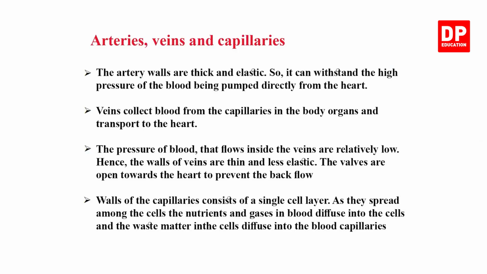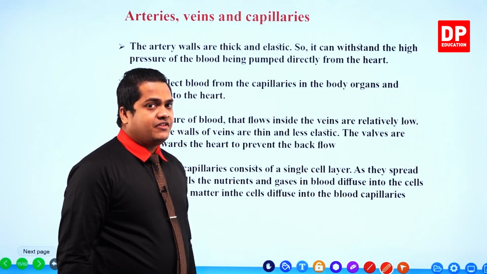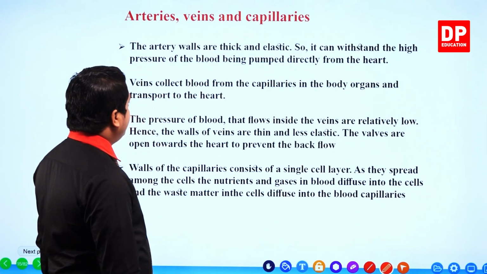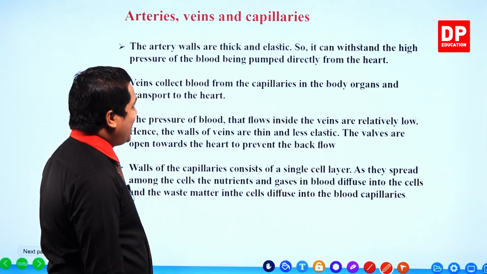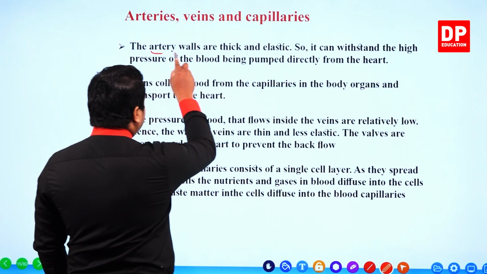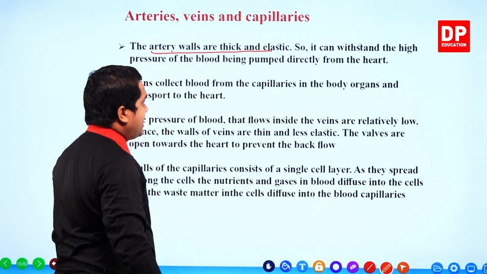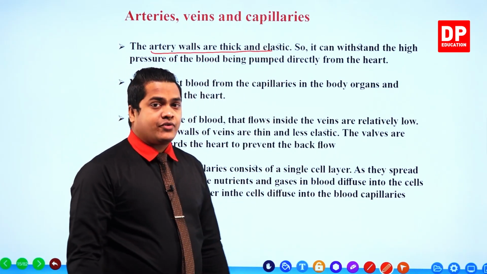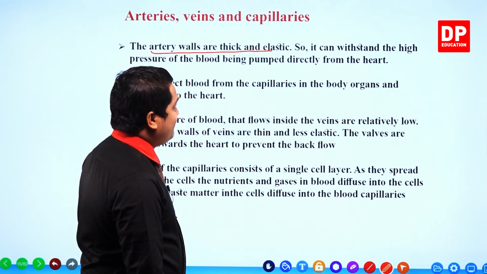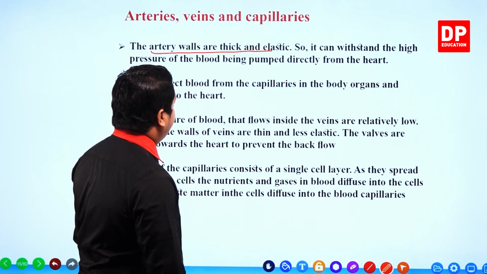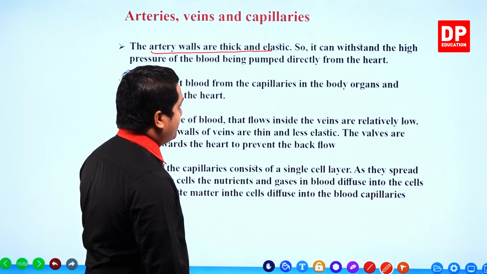So, artery walls are thick. Now we are discussing several characteristics and features related to arteries and veins. It is given that artery walls are thick and elastic. They have a thick and elastic nature, so they can withstand the high pressure of the blood being pumped directly from the heart.